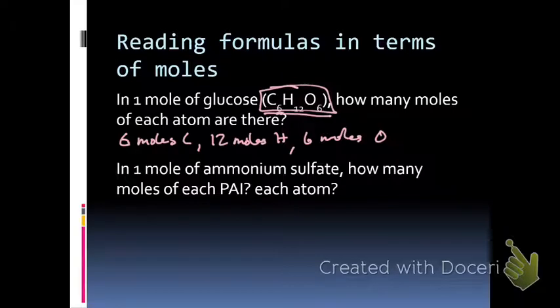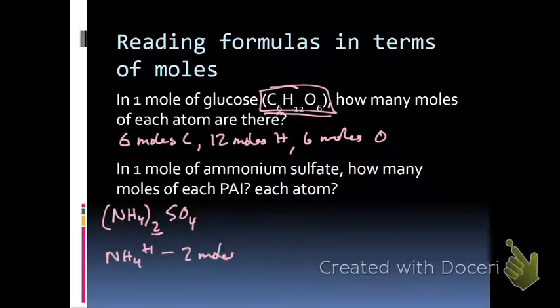In 1 mole of ammonium sulfate, which is NH4 SO4, how many moles of each polyatomic ion? So how many NH4 plus 1s do I have? Well, I have 2 moles, right? And then for every 1 mole of SO4 minus 2, I have 1 mole.